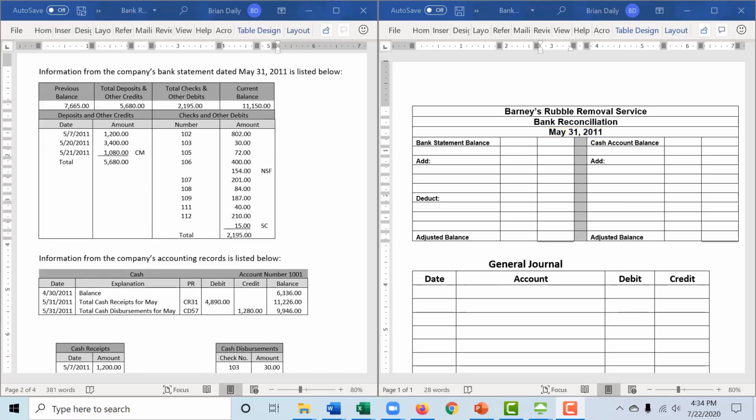The next pieces of information that we're going to place on the report are the balances of the checking account according to the two sets of records. First, we will enter the current balance from the bank statement, which is $11,150. And then we will enter the May 31st balance according to the company records, which is $9,946. As you can see, there is quite a discrepancy in the account balance from the two sets of records. By completing this reconciliation form, we will prove why this difference exists.